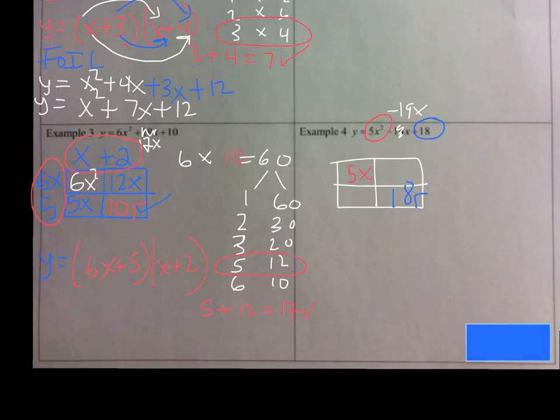So let's multiply the two coefficients. So 5 times 18, that gives us 90. And let's find the factors of 90. So 1 times 90 is 90. 2 times 45 is 90. 3 times 30 is also 90. 5 times 18 is 90. And 9 times 10 will give us 90 as well.